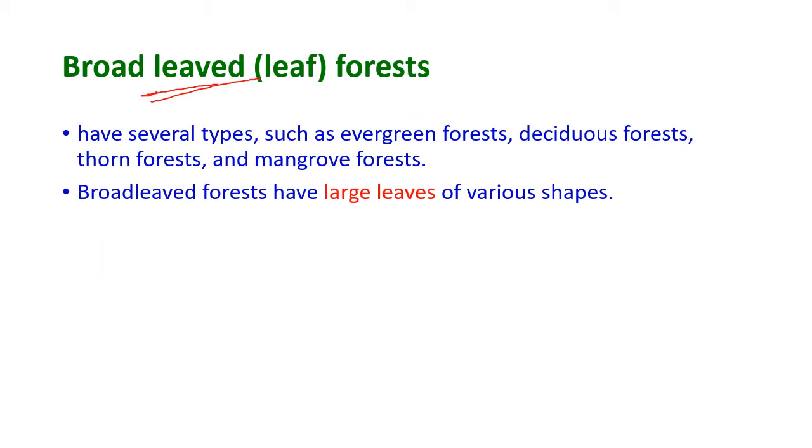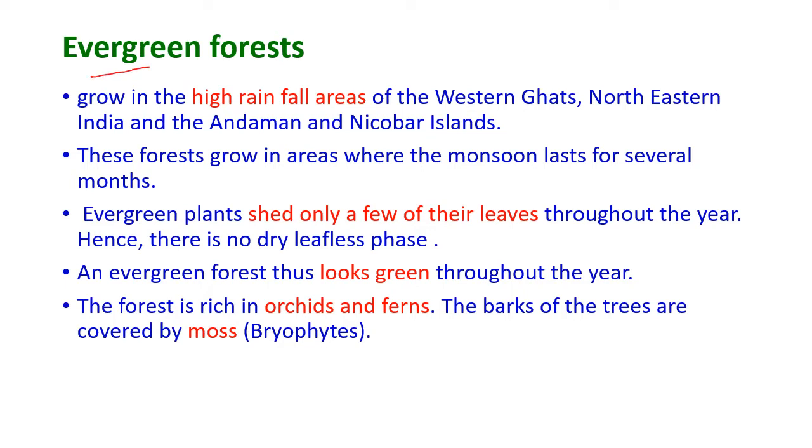Here, broad-leaved forests. These broad-leaved forests have several types such as evergreen forest, deciduous forest, thorn forest and mangrove forest. These broad-leaved forests have large leaves of various shapes. The next one is evergreen forest. The evergreen forests grow in the high rainfall areas of the Western Ghats and northeastern India and the Andaman and Nicobar Islands. So these forests grow in areas where the monsoon lasts for several months. And the evergreen forest plants shed only a few of their leaves throughout the year.